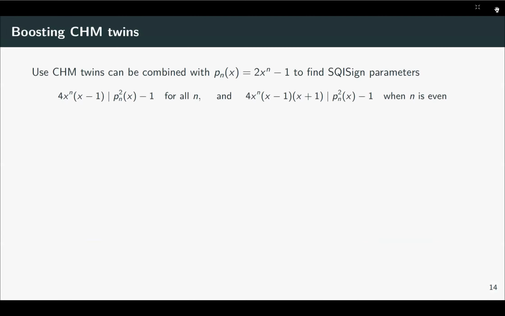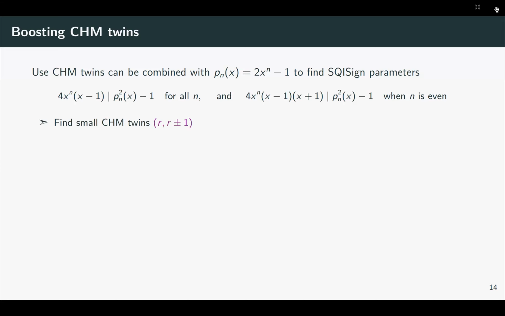So now, going into the primes that we find, the idea is that we're going to use this CHM algorithm to find SQIsign primes. As I said earlier, we can't find 256-bit primes directly from this approach, but we can boost them up from polynomials. In particular, we use the polynomial 2x to the n minus 1 to boost them. If you look at the factorization of this polynomial squared minus 1, for all n it contains x to the n and x minus 1. And for even n, you also have x plus 1.